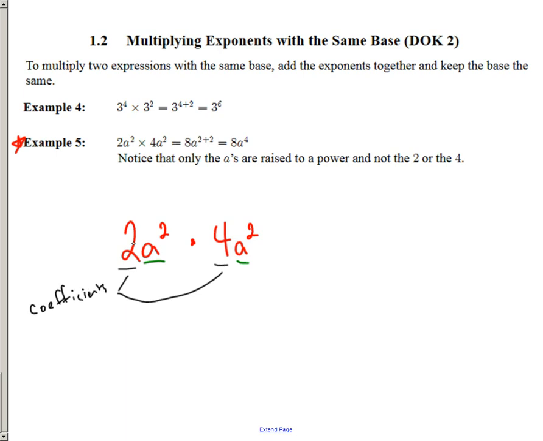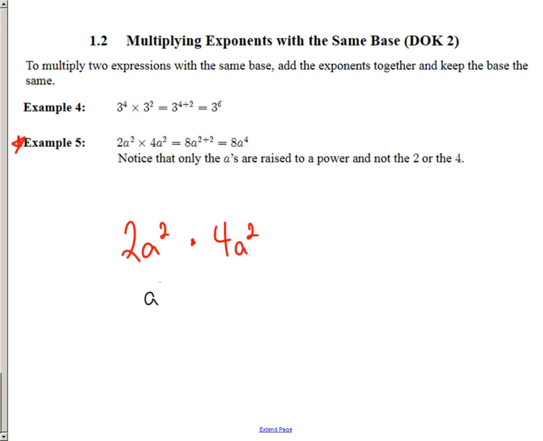Coefficients are numbers that multiply the variables there in a term. And so the 2 and the 4 is not being raised to the second power. So we just ignore the fact that it's doing anything to the a squared at this point, okay?